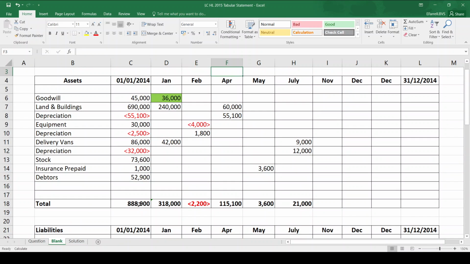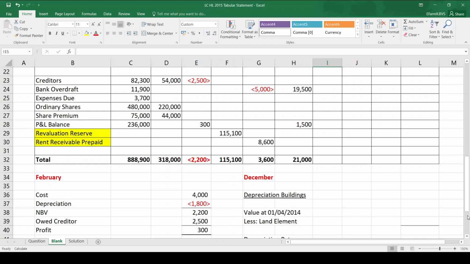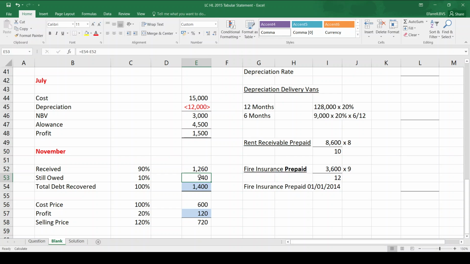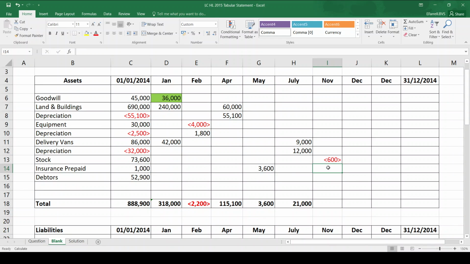So if we go up to the tabular statement for November, the first thing I'm going to do is take €600 out of stock, because the cost of the stock that we sold was €600, and stock is valued at cost price. So €600 will be taken out of stock. Next of all, I'm going to fill in debtors. Just to see what the debtors amount is, he still owes us €140 from the bad debt, along with the €720 from the goods we sold him. So in total, the debtors are 140 plus 720, which is €860. So debtors are going to go up by €860.